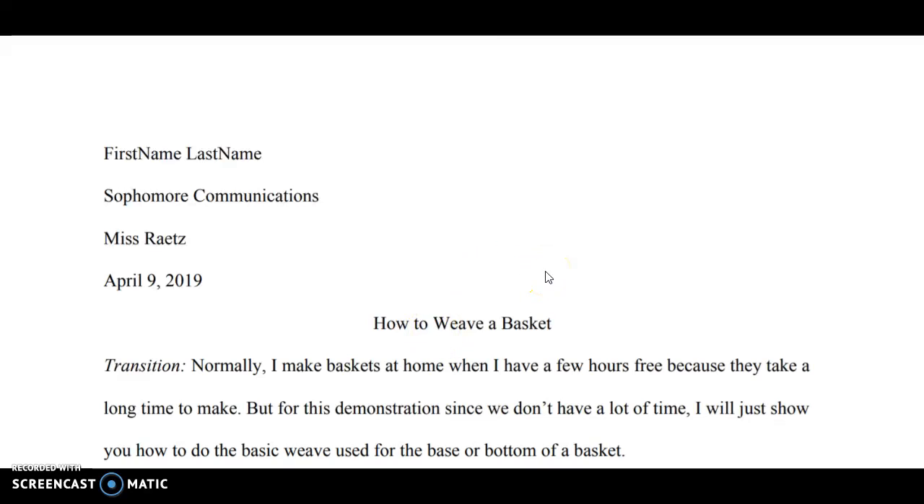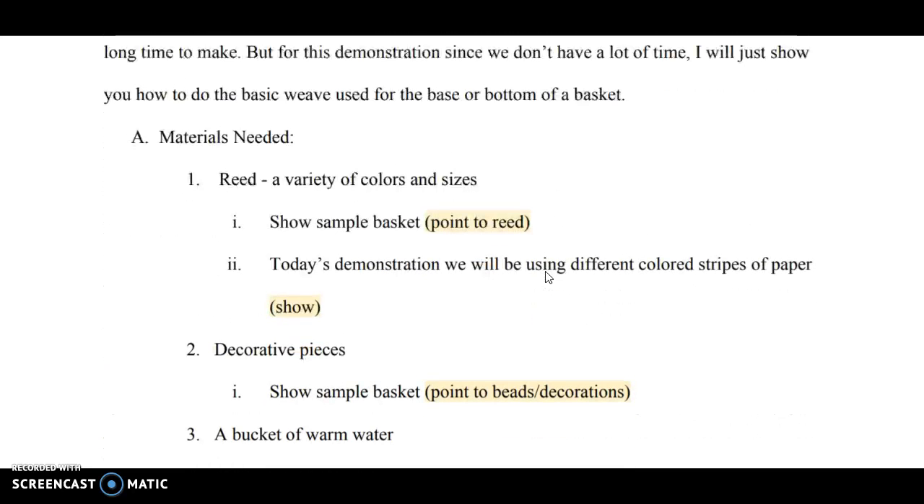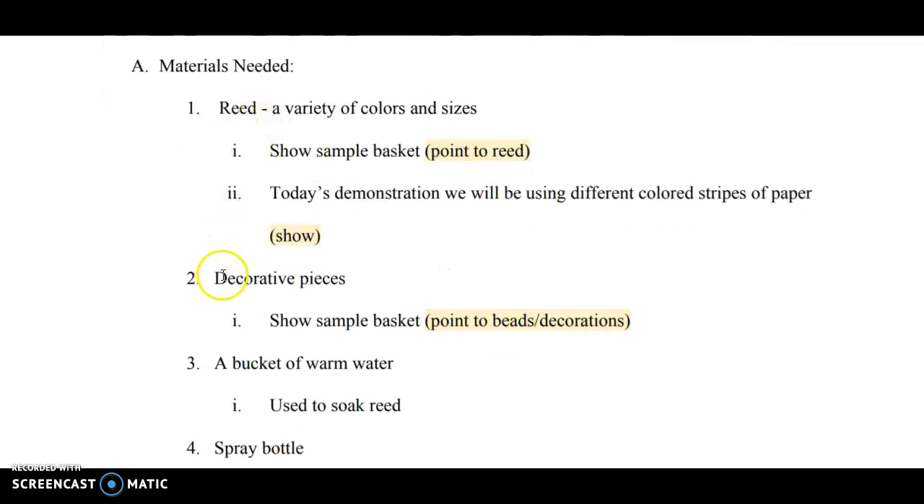Today, I would like you to continue working on your outline. So you started your outline yesterday in class, and you were asked to complete your materials needed section. So if you're taking a look at my outline, I have my materials needed listed. Below that, I've given my materials.